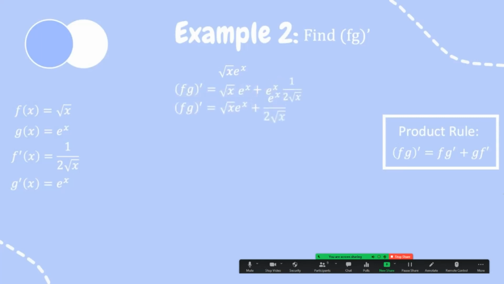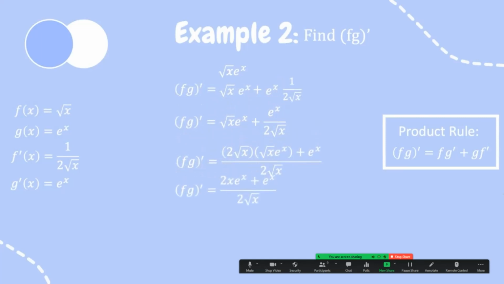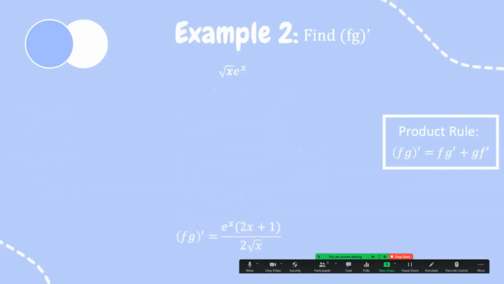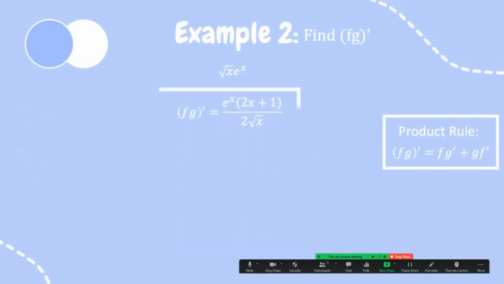Now we can simplify that a little, and then we can make the denominator equal. So multiply the left side by 2 square root of x, and then you can simplify that. 2 times x times e to the power of x plus e to the power of x, divided all by 2 square root of x. And then you can factor out the e to the x, and that becomes our final answer. So the derivative of the square root of x times e to the power of x is that.